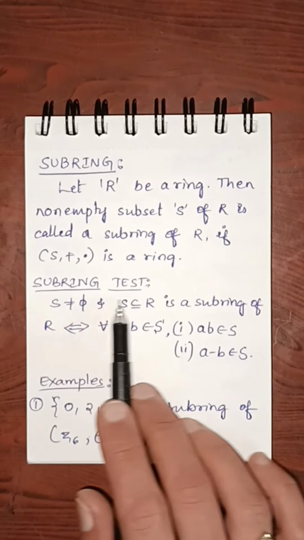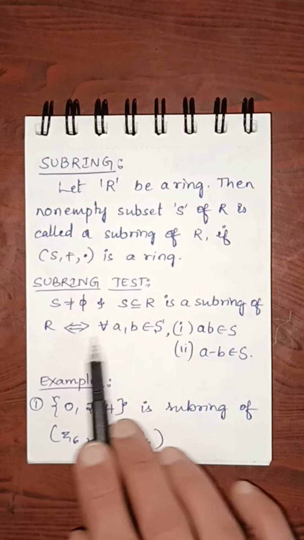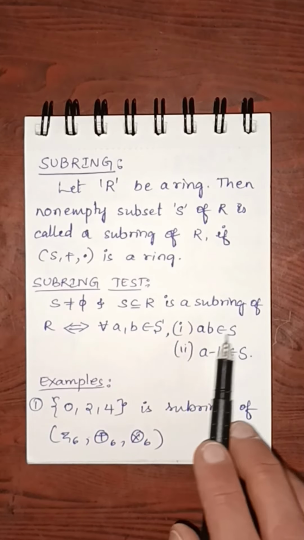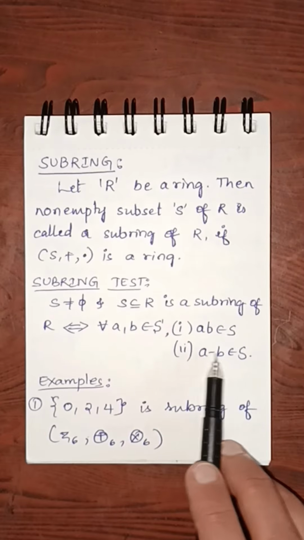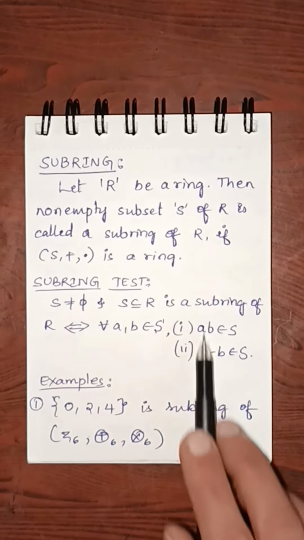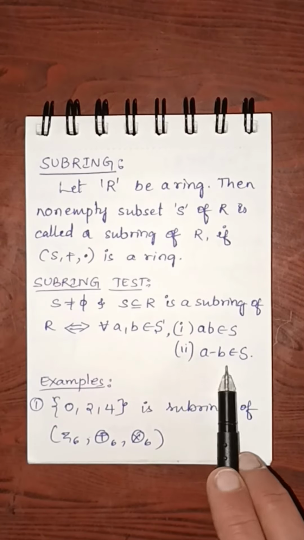The test for a subring: a non-empty subset S of R is a subring of R if and only if for all a, b belonging to S, a into b should be in S and a minus b should be in S. Then we call it a subring. This is the test for a subring: closed under multiplication and closed under subtraction.